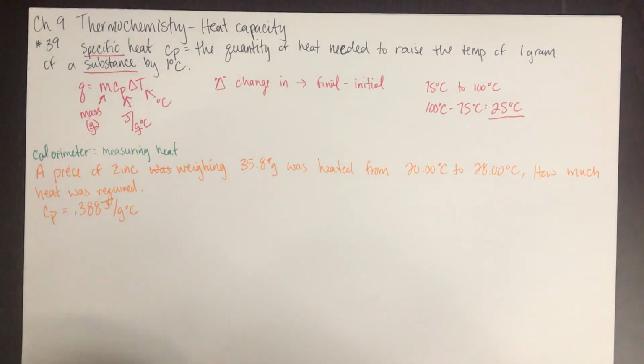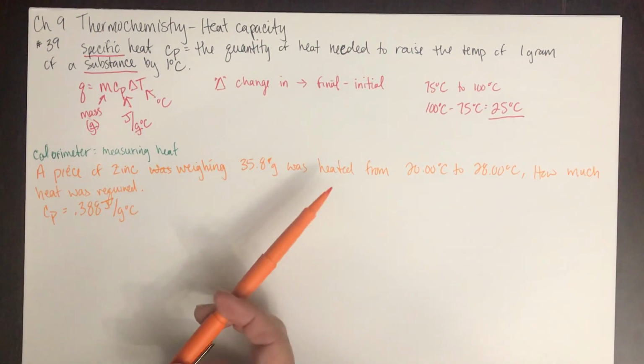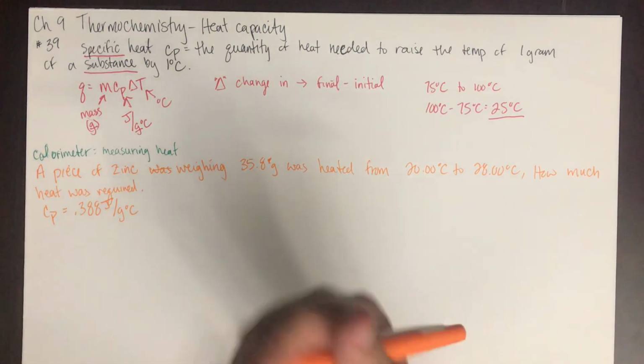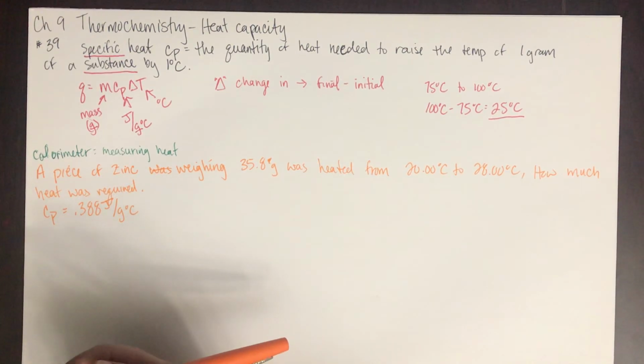The question is asking how much heat was required. There are a few clues here as to what's happening. The piece of zinc was weighed, and it was heated from 20 to 28. So you're putting energy in. This is going to be an endothermic reaction. You're adding heat, so this is going to be a positive enthalpy change, a positive Q, a positive heat.